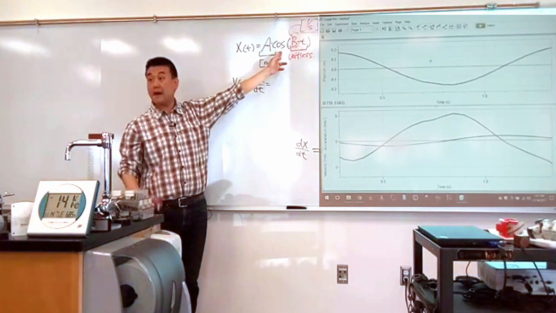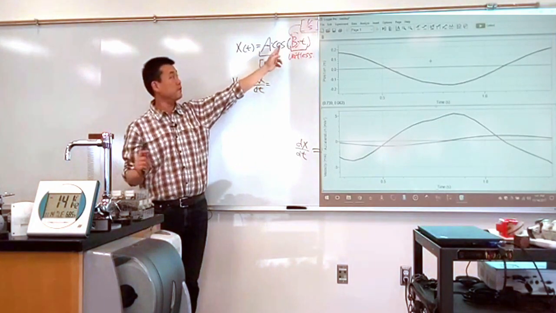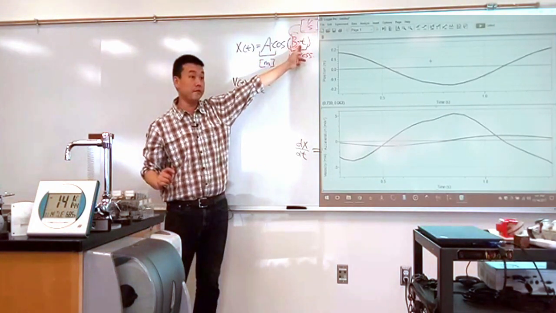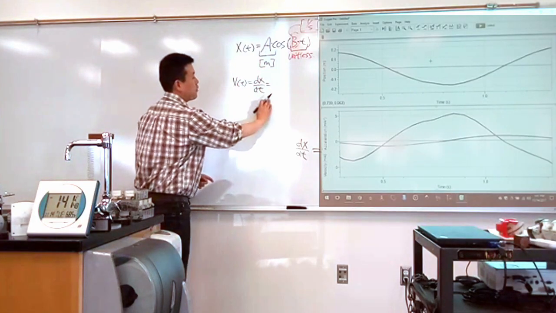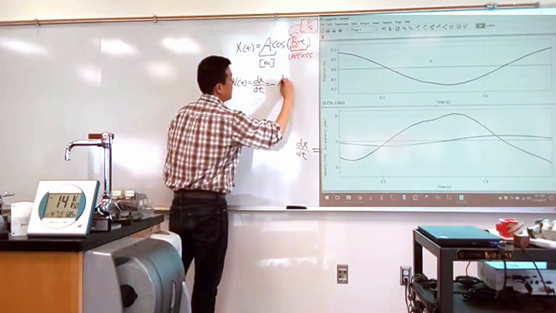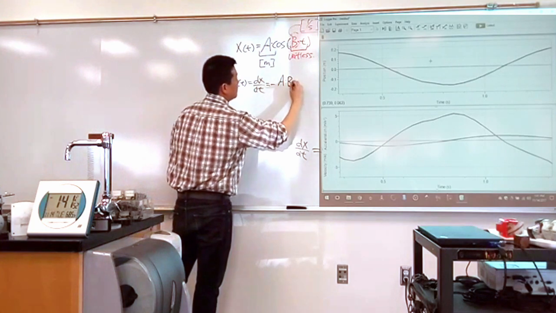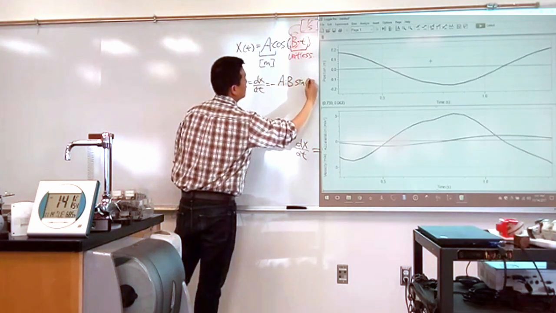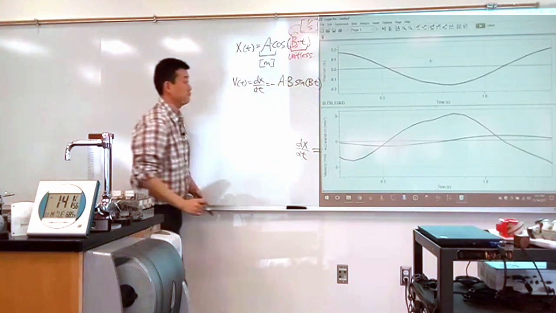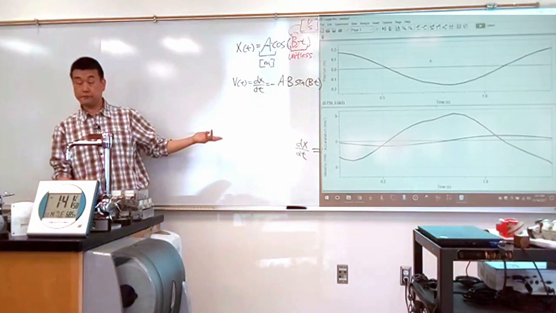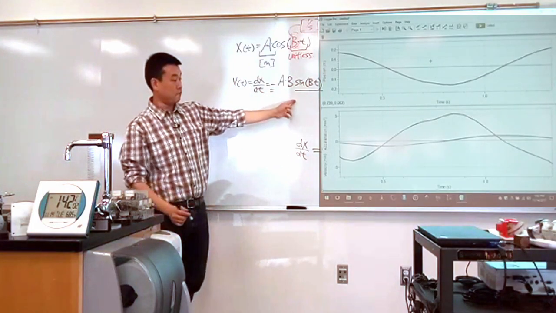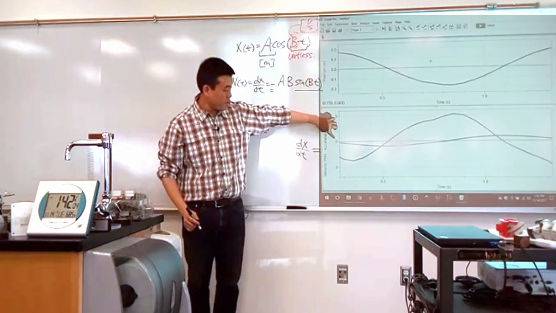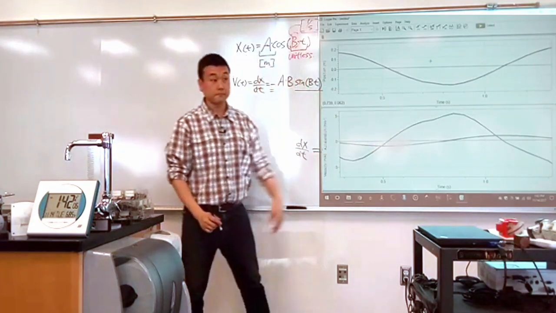Negative sign, and I have to use the chain rule. I take the derivative of the outside, and then I have to take the derivative of the inside. When I do that, I get B out. So when you do the derivative, you get minus A times B sine of Bt. This minus sign agrees with what many of you were drawing before.